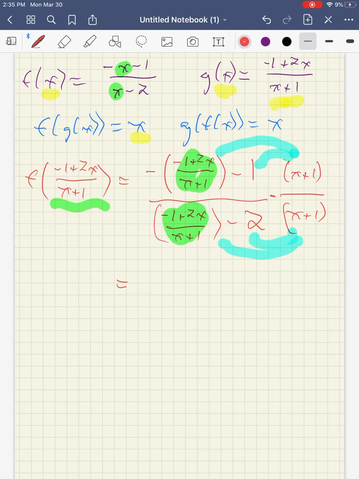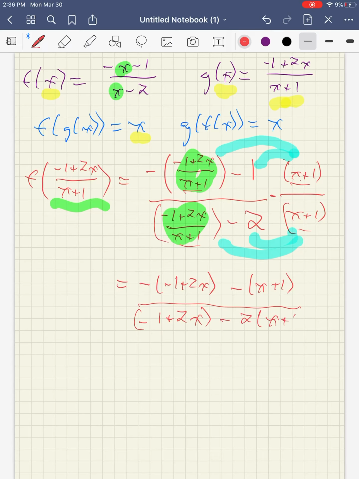So I end up with a negative 1 plus 2x, and then the x plus 1 here and the x plus 1 here, they become a 1, they cancel, minus 1 times x plus 1, over, and I distribute here, negative 1 plus 2x, and the x plus 1's cancel here and here, and then I have minus 2 times x plus 1. And I've got to follow through and see what happens.